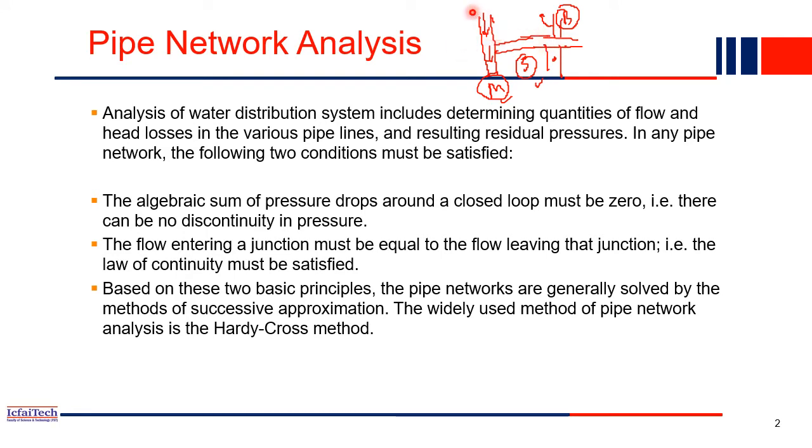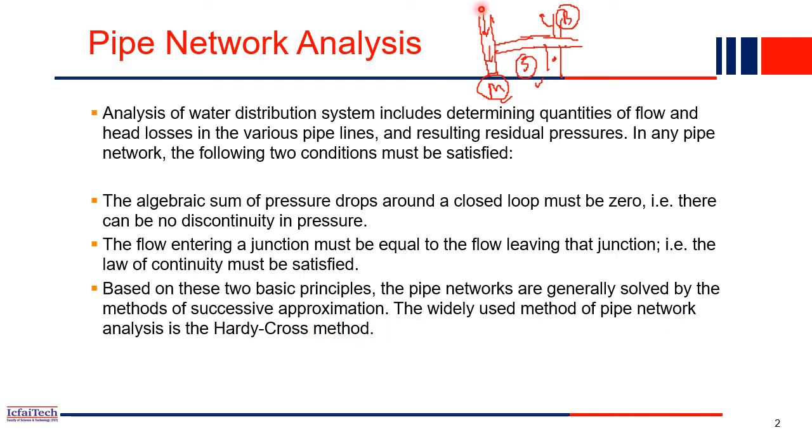So the first condition is that the pressure should be constant, right? The sum of all the pressure, incoming pressure and outgoing pressure, and the head loss should be equal to 0. And secondly, the quantity of water coming into the junction should be the same quantity of water that goes outside of the junction. It's very simple. Based on these two principles, pipe networks are generally solved by the method of successive approximation.